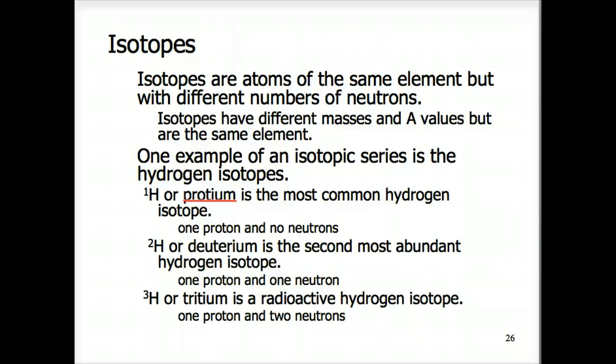Hydrogen typically is found in the number 1 isotope called protium. 1 proton, no neutrons, 1 electron. Deuterium, though, is the second most abundant form of hydrogen. It has 1 proton because it's still hydrogen, but it also has a neutron. And tritium is the radioactive form of hydrogen. It has 1 proton, but it has 2 neutrons, giving it a mass of 3.